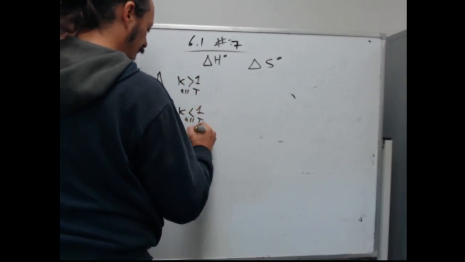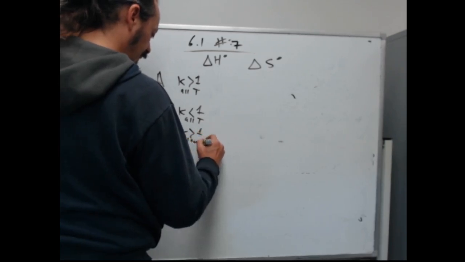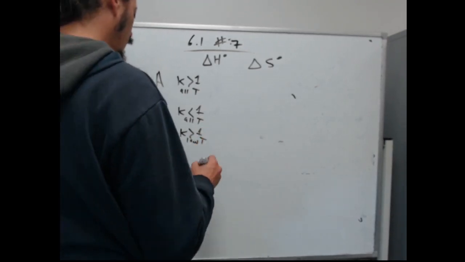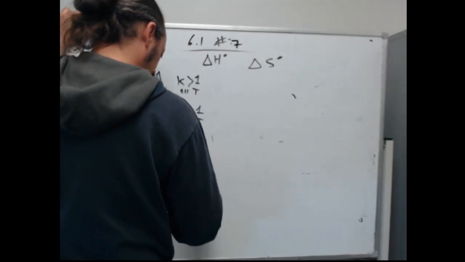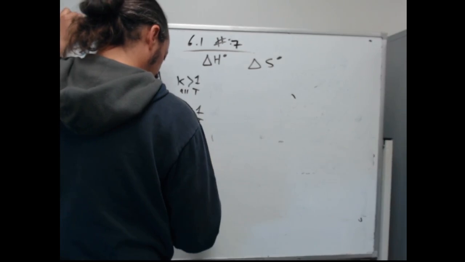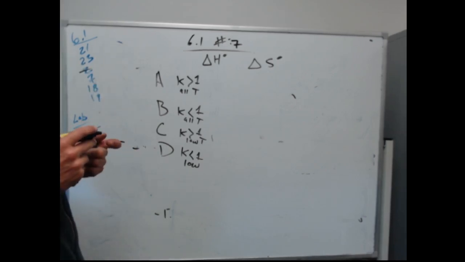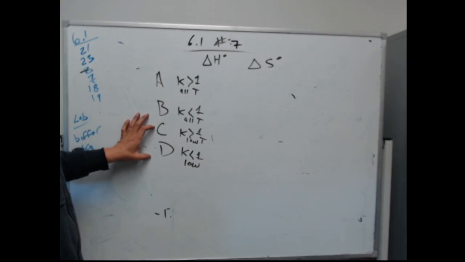C, K is greater than 1 at low temperatures, but it's less than 1 at high temperatures. And then D, K is less than 1 at low temperatures, but greater than 1 at high temperatures. I'll just put the K low and we'll remember it's the opposite for high. So we've got 2 where K is not changing, 2 where K is changing.